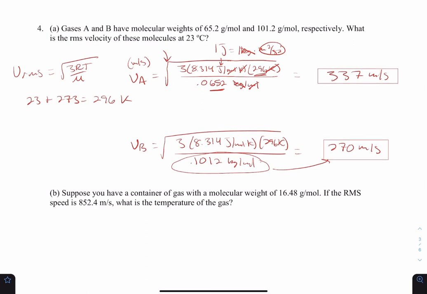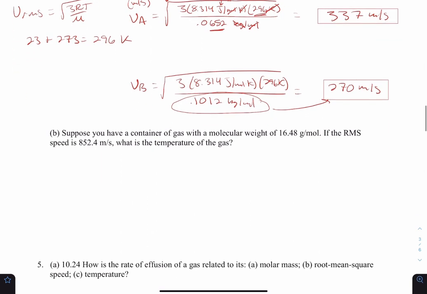All right, part B says, suppose you have a container of gas with a molecular weight of 16.48 grams per mole. If the RMS speed is 852.4 meters per second, what is the temperature of the gas? All right, so now we're using the RMS equation. We're just solving for a different variable. So in this case, I've got U RMS, remember, is equal to the square root of 3RT over M. Hopefully you have that memorized by now.